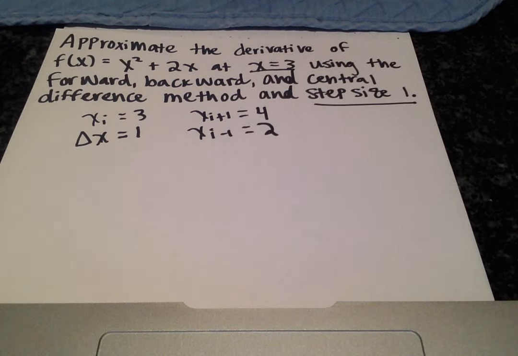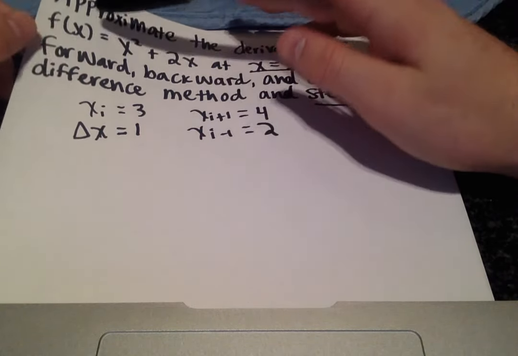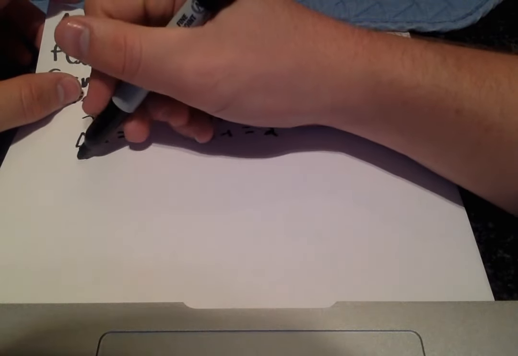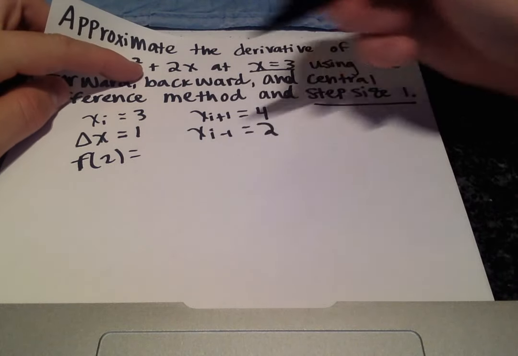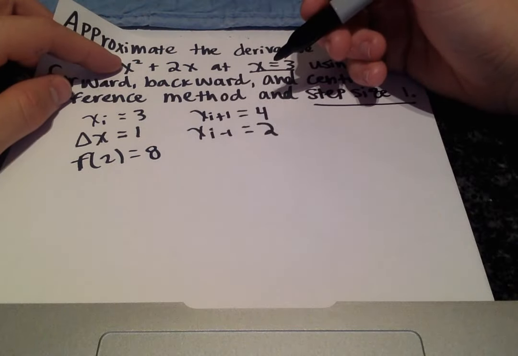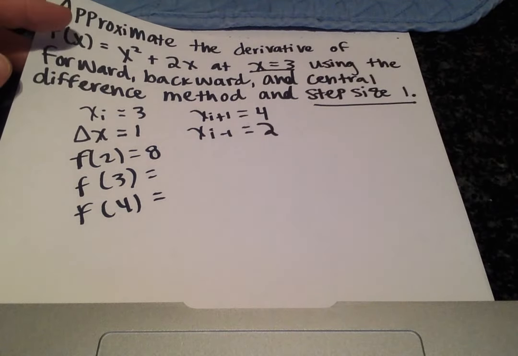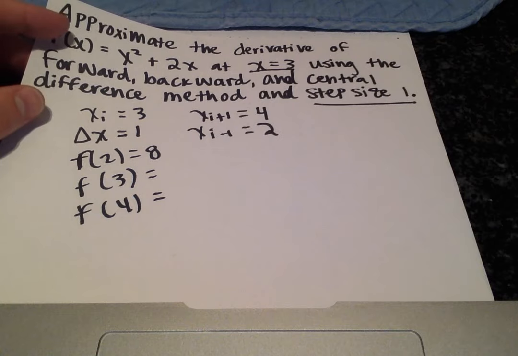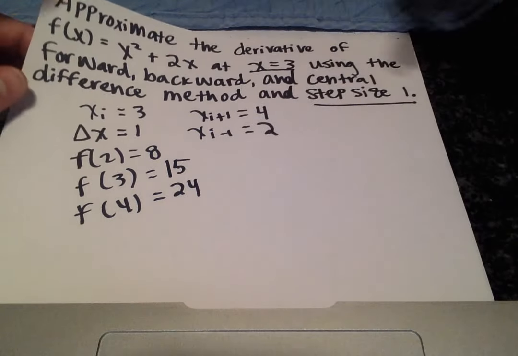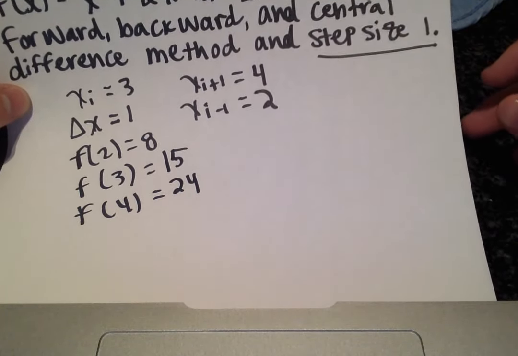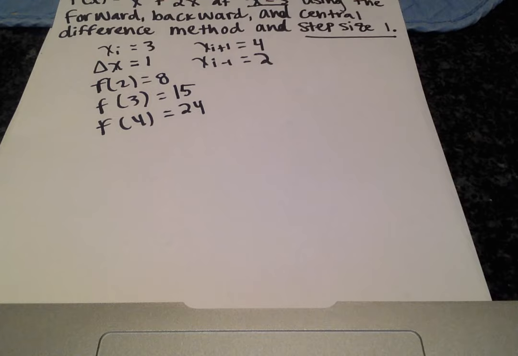It'll make your calculations much easier if you calculate these values beforehand. So we're going to need the function evaluated at 2, 3, and 4. So let's write that. f of 2 is 2 squared, 4, plus 4, 8. f of 3, we also need to calculate that, and f of 4. So we get 15 and 24. These values will help us when we actually get down to calculating the derivative approximation for each of the different methods.